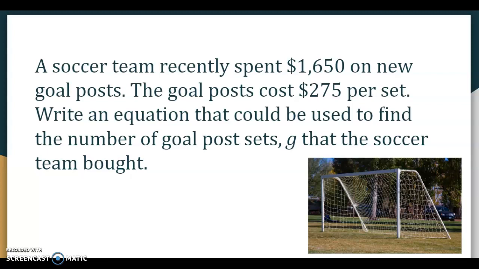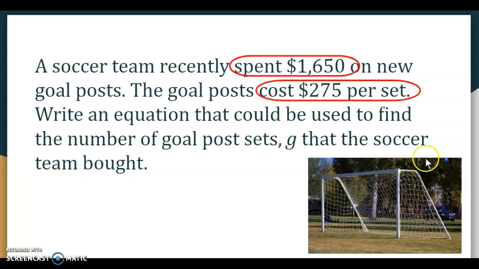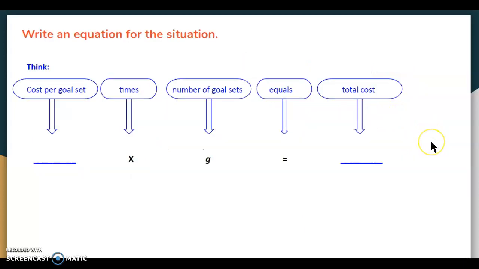And now we are going to try and figure out what equation we are going to use. So let's see if you circled the right stuff. Did you circle they spent $1,650 and it cost $275 per set? If you did, great job. So right below that, it has this part where it says to write an equation for the situation, kind of breaks it down step by step for you.